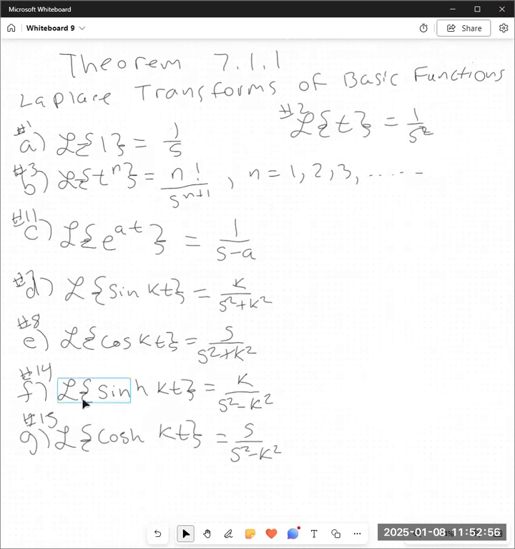Hyperbolic sine, the Laplace transform of hyperbolic sine of kt, again has that constant k in the numerator, but now our plus sign changes to a minus sign. So we have s squared minus k squared when we go into the hyperbolic world. And for part G, the Laplace transform of hyperbolic cosine of kt, again we have our s since it's cosh, but we have that denominator of s squared minus k squared. Okay, let's go ahead and look at some problems starting with number 19 from the textbook.